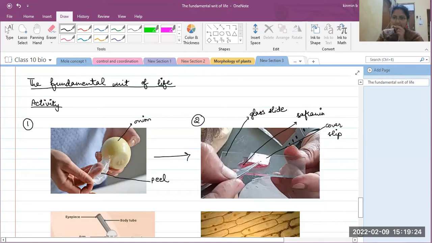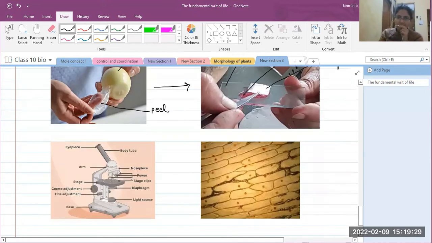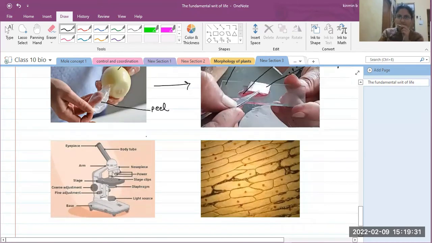What will we do next? We will keep this slide under the microscope. So this is the microscope. This is the third step now. Okay, so this is a microscope, a simple light microscope. What will we do? The slide that we had prepared, we will keep it here on the stage. And we will observe from here. Okay, so we keep the slide on the stage, we observe it from here, and what do we see?